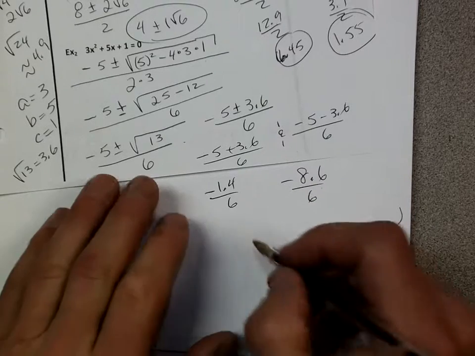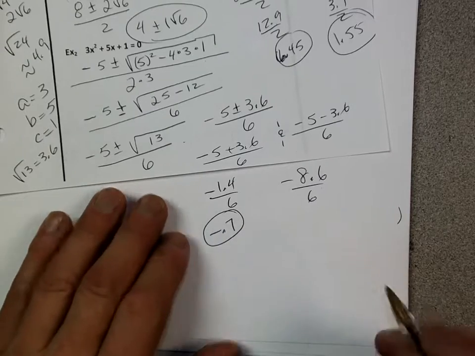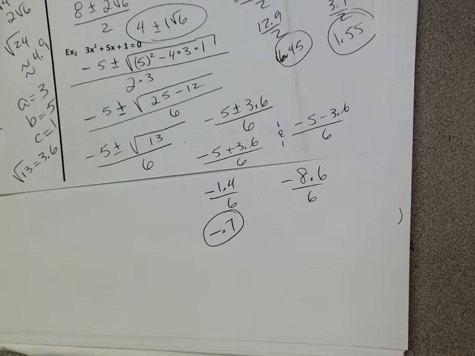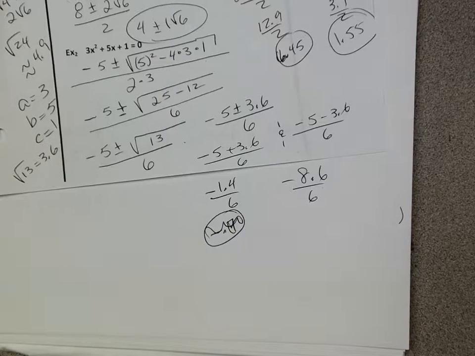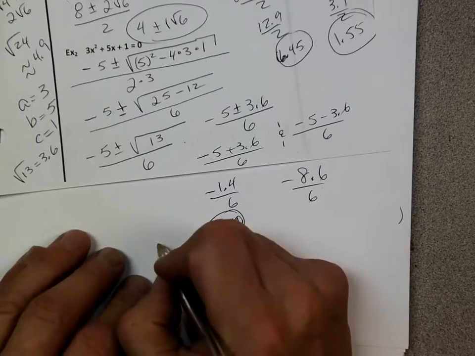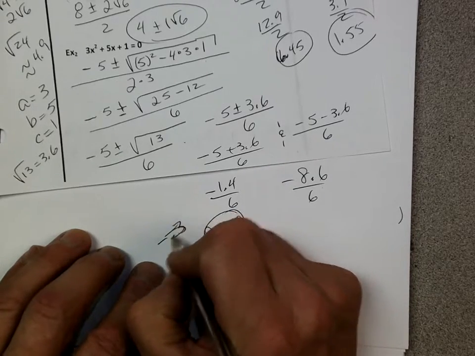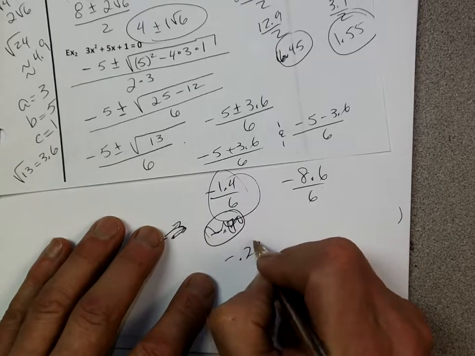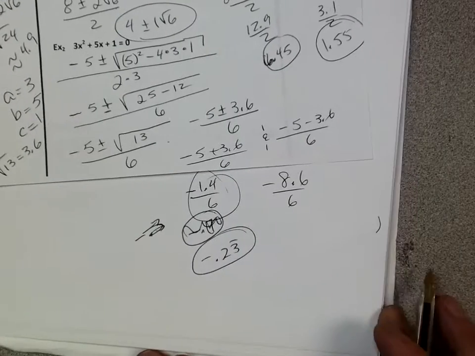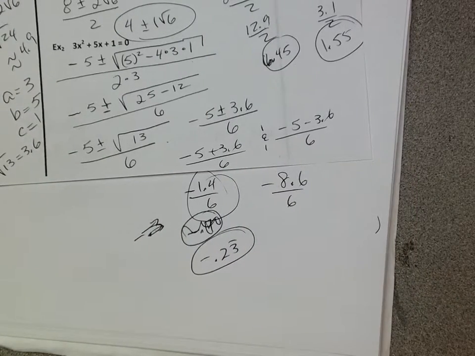Grand answer, negative 0.7. Nope. My bad. I pushed the wrong number. I made a mistake. How about negative 0.23? Wait, where's the negative 0.23? Here, right here. Negative 0.23. Did you get that answer? Yeah. Yep.